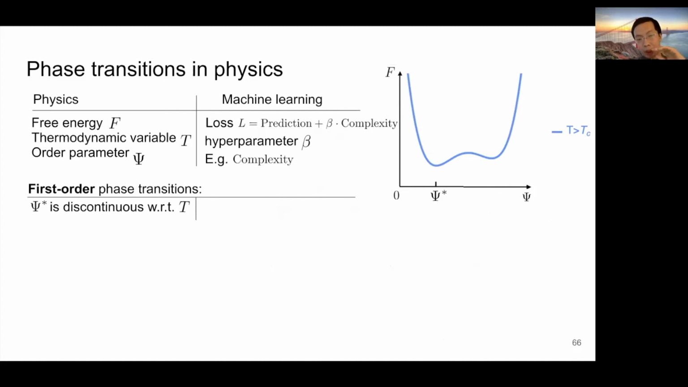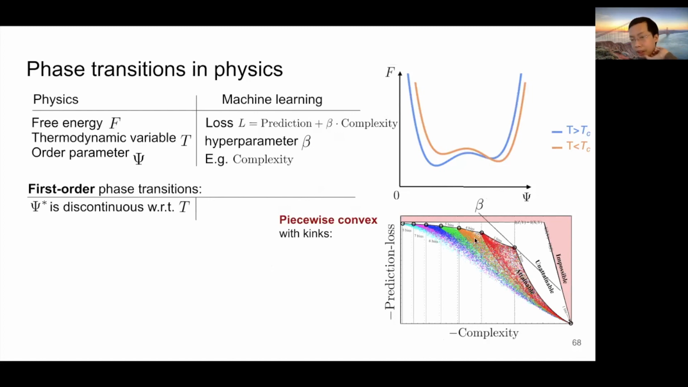In physics, we have two kinds of phase transition. One is the first order and the other is the second order. In first order, we have this different loss landscape where at one point, one minimum becomes dominant over the other, but these different minima are far apart. In the Pareto frontier, this corresponds to a piecewise convex Pareto frontier. And when we tune the beta, we will see some jumps in these different quantities.